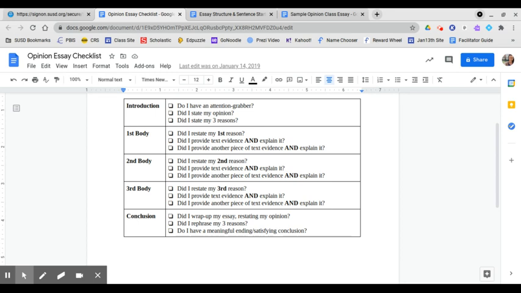And then our conclusion paragraph always finishes with any of our essays. We always finish with our conclusion paragraph. We want to wrap up our essays again with that opinion statement. We want to rephrase those 3 reasons so that way it's not identical to our introduction paragraph. And as always, we want to make sure we have a meaningful ending, satisfying conclusion. We don't want to just say the end or hope you liked my essay. We want to actually make sure we're wrapping up our essay and it has meaning to it.